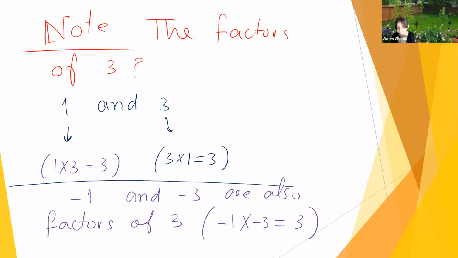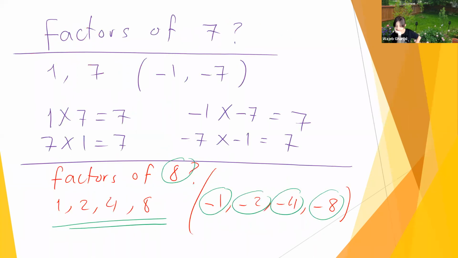What are the factors of 3? 1 and 3, because 3 is divided by 1 and 3 is divided by 3 as well. And 1 times 3 equals 3, 3 times 1 equals 3. And one more thing, we have the same in negative. Negative 1 and negative 3 are also factors of 3 because negative 1 times negative 3 is also 3. Factors of 7: negative 1 and negative 7, and also 1 and 7, because negative 1 times negative 7 is also 7. So we have positive factors and negative factors.